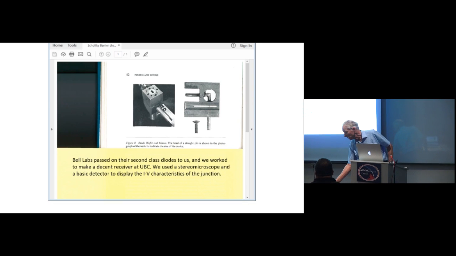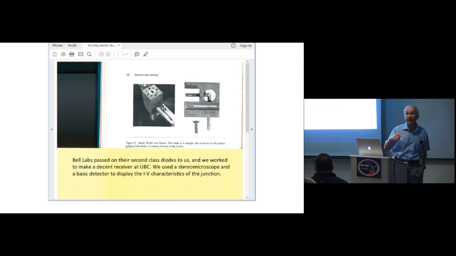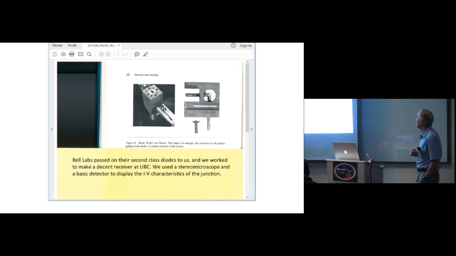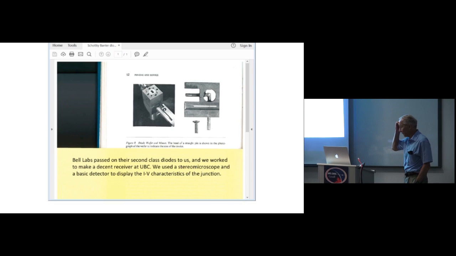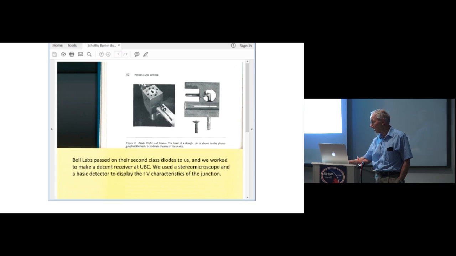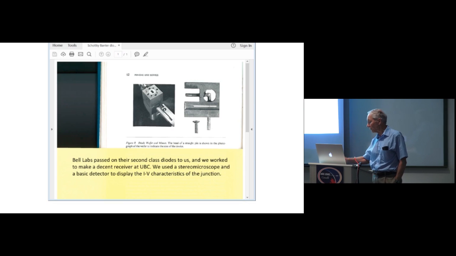Detecting the IV curve, you could tell what kind of diode it was. You wanted a very, very sharp turnover, nonlinear diode. Some of them were very, very shallow, so they weren't any good at all, but some of them were reasonably sharp, and we were able to use this technology to get our first results from the telescope.